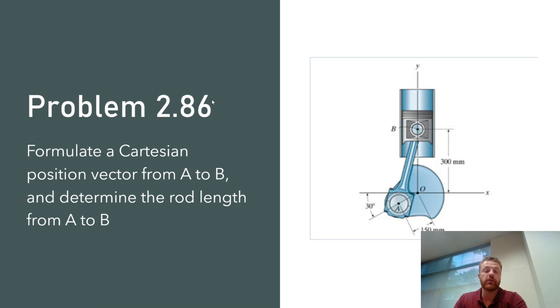So in this video, we're going to look at problem 2.86. We have an assembly here. A part of the assembly is a rod that extends from two reference points, which they've denoted A and B. And what we're asked to do is to formulate a Cartesian position vector from A to B.